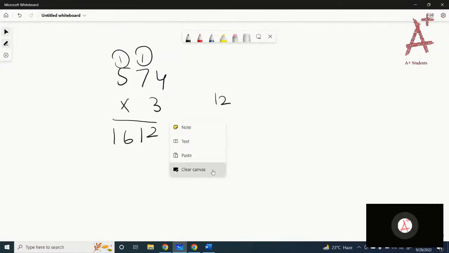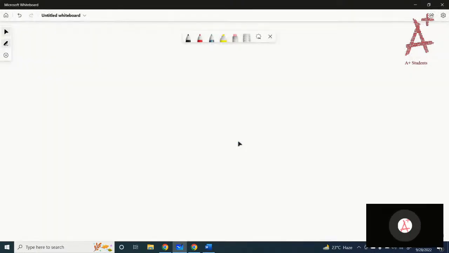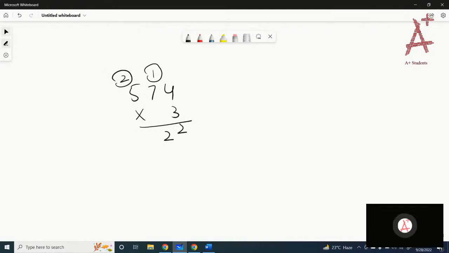Wait, 574 times 3. 3 times 4 is 12. You have to write 2 over here and carry the ones. 3 times 7 is 21 and 1, 22. You have to write 2 over here and carry 2. 3 times 5 is 15 and 15 plus 2 is 17. So they are 1722. Got it?